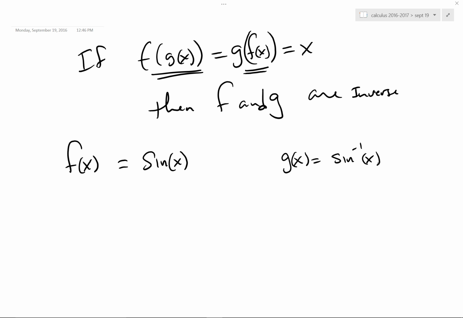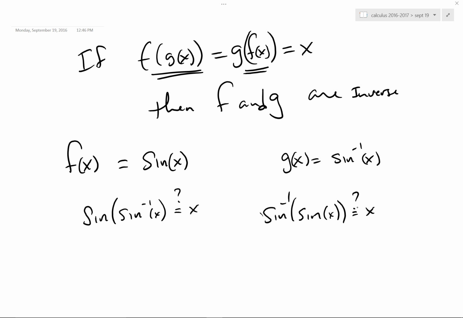If I said to you the sine of the inverse sine of x, what would you expect it to be? Would you expect it to be x? It feels like it should be. But then the sine of the inverse sine, oops, I did it wrong. The inverse sine of the sine, there we go. So the question is, do they both get you back where you started from?